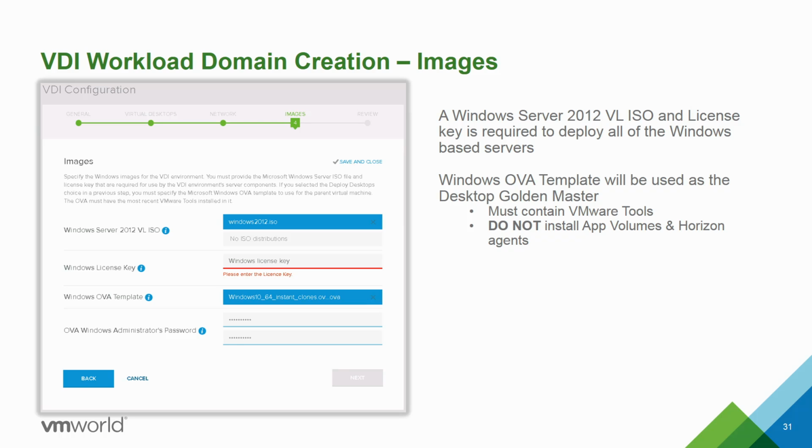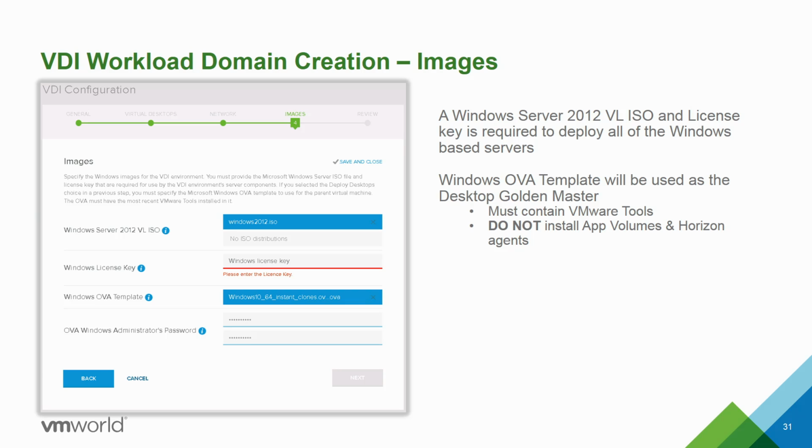Last page, images. As I mentioned earlier, we need to upload a Windows 2012 ISO image. This will be used to install all the Windows servers that are installed as part of the Horizon deployment. So the connection servers, possibly composer servers, app volumes managers, they're all Windows servers. So we'll need your ISO file and your Windows license key. We do not supply the Windows license key for you.